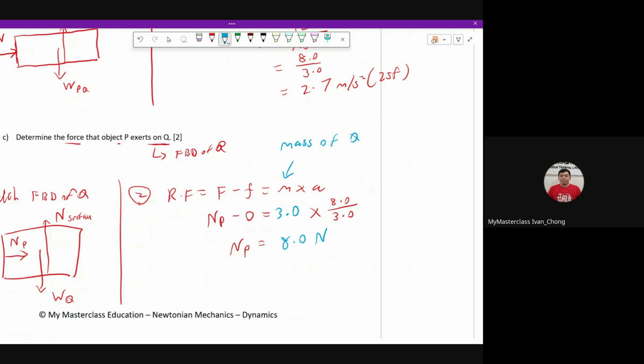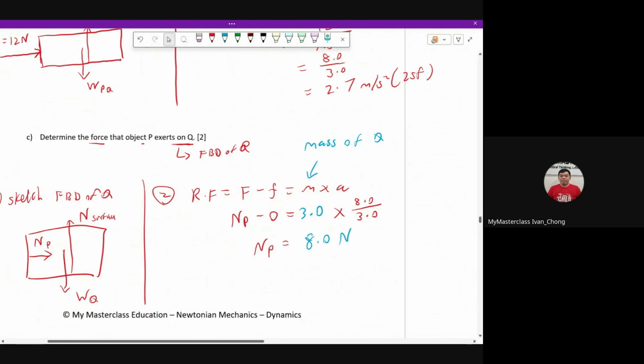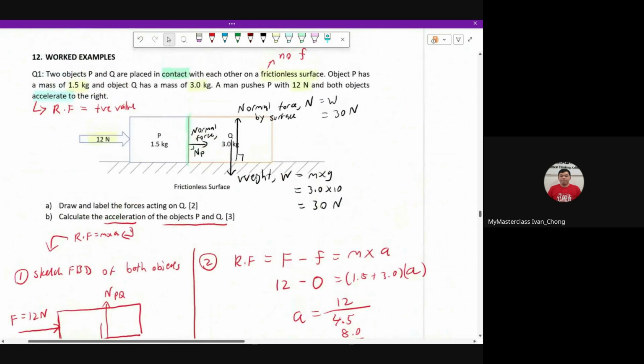8 newtons. Okay, because a lot of us just solve without thinking much, and then we just move on, move on, move on. That's how you get careless mistakes. So you need to be careful. This is 8 newtons, not 12. Doesn't make sense to be 12.